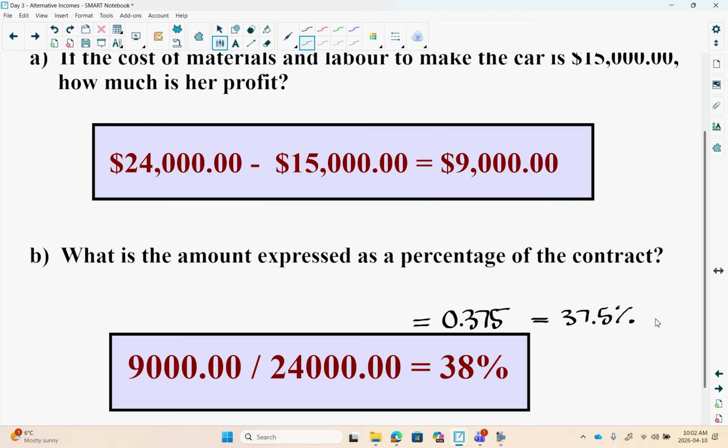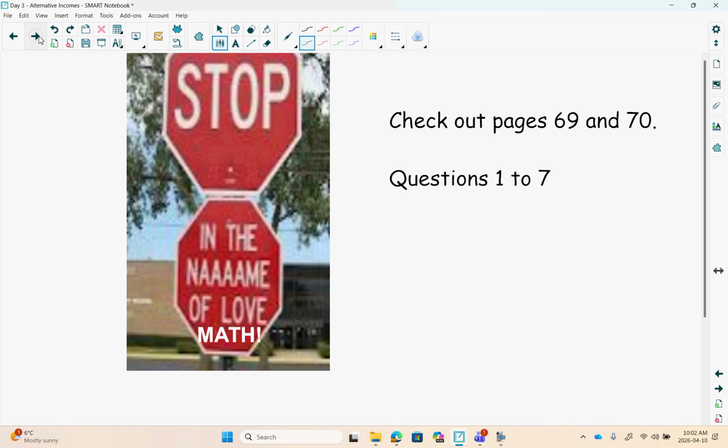Is that all right? How many more questions do we have? That's the last one. Sweet. That means we're done. Okay? It means you guys can go to work on these questions from your worksheet.